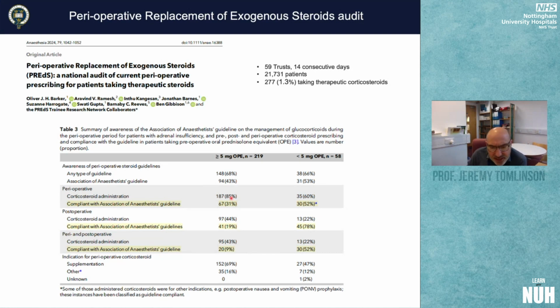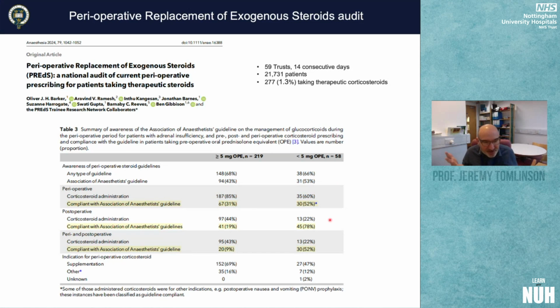What you can see here is that the proportion of people compliant perioperatively with the guidance was probably only about 30%, and about 50% for those on less than 5. Post-operatively, it was perhaps even less for the higher doses, 20%. And if you look at the entire peri- and post-operative compliance with the guidelines, only about 9% were fully compliant for those over 5 milligrams, and about 50% for those less than 5 milligrams.